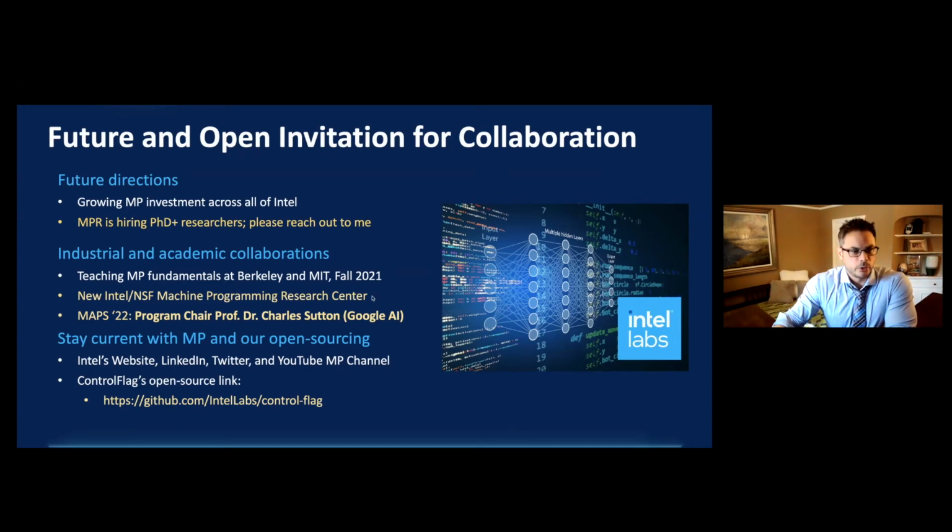This one is really exciting to me. We have the new Intel NSF Machine Programming Research Center mapped this year. I'm really delighted to announce that Charles Sutton will be our program chair, who is from Google AI. He's very well known in the space. And we also have our machine programming website on LinkedIn, we're on Twitter, and we have a new YouTube channel for machine programming.